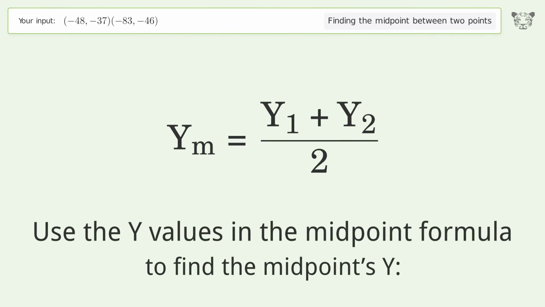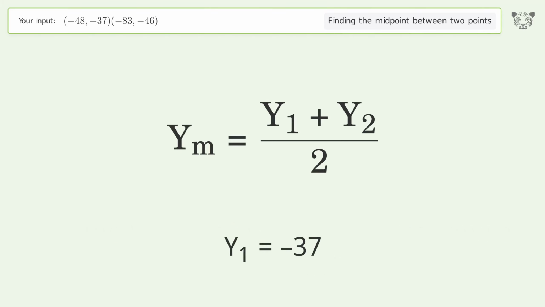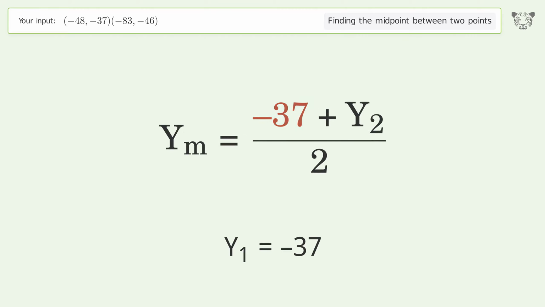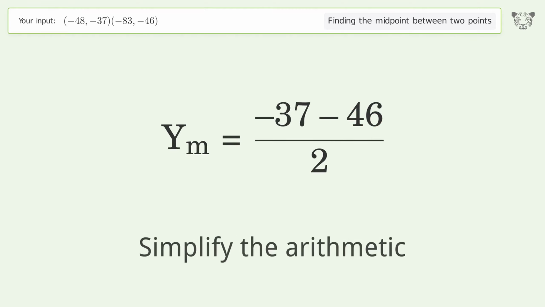Use the y values in the midpoint formula to find the midpoint's y. y1 equals -37. y2 equals -46. Simplify the arithmetic.